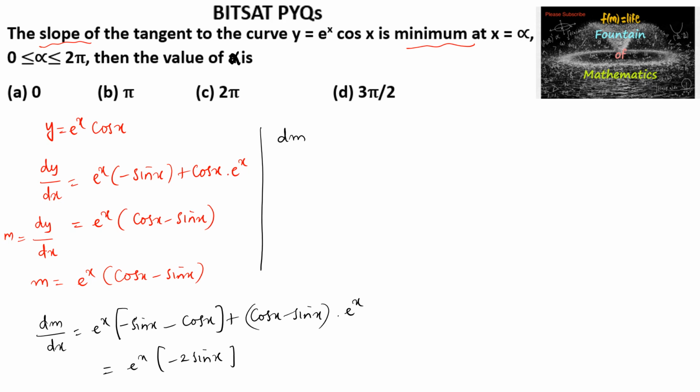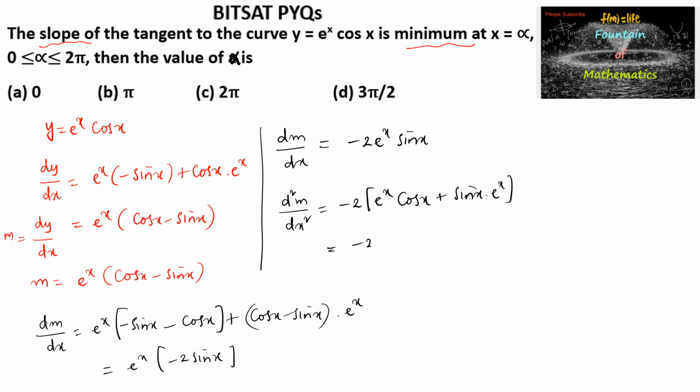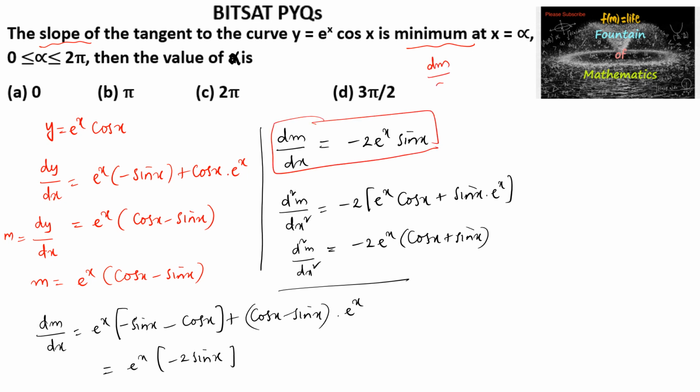So we got dm by dx is equal to minus 2 e power x into sin x, and also d square m by dx square is equal to minus 2 into e power x into cos x plus sin x into e power x. So we can write minus 2 e power x into cos x plus sin x, that is d square m by dx square. And now for the slope of the tangent to be minimum, we need to consider dm by dx is equal to 0 at x is equal to alpha.